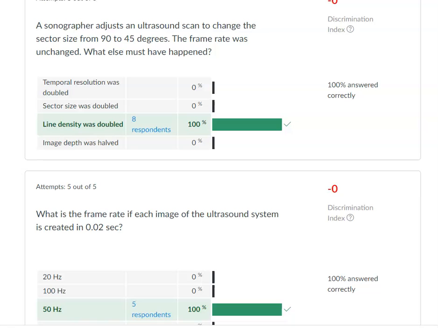A sonographer adjusts an ultrasound scan to change the sector size from 90 to 45 degrees. The frame rate is unchanged. What else must have happened? So we've halved our sector size, but the frame rate did not change. So what happened? Well, if one thing is halved, something else must be doubled. And what was halved? Well, it can't be the sector size because we just said that we halved it. So that one's out. The answer is line density was doubled. Everybody got that correct. I'm glad to see that because it was straight out of the book.